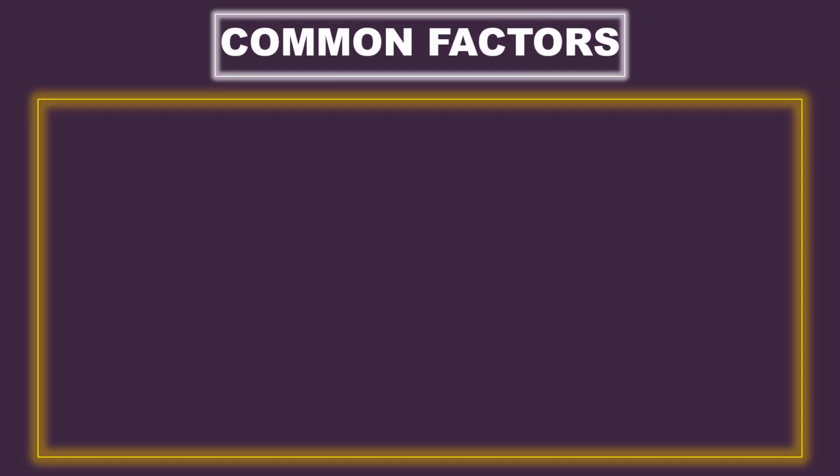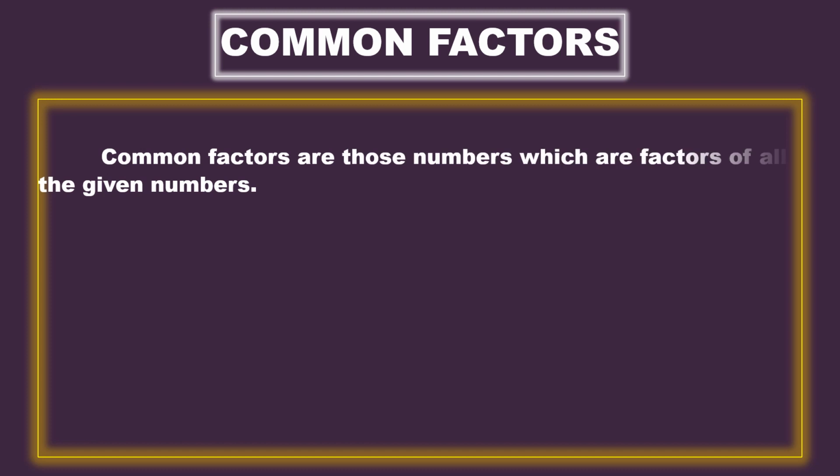The name itself is telling us that these are the common things from the factors. What are the common things? They are the numbers. Common factors are those numbers which are factors of all the given numbers. Suppose I give any two numbers, like 16 and 20.